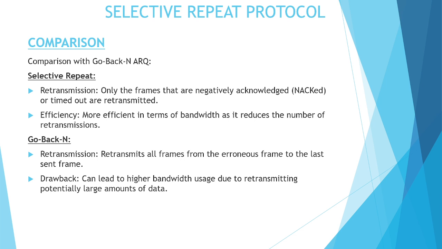Whereas the go back N protocol retransmits all frames from the erroneous frame to the last sent frame. Coming to efficiency, selective repeat protocol is more efficient in terms of bandwidth as it reduces the number of retransmissions. Whereas we find a drawback in go back N protocol: it can lead to higher bandwidth usage due to retransmitting potentially large amounts of data.